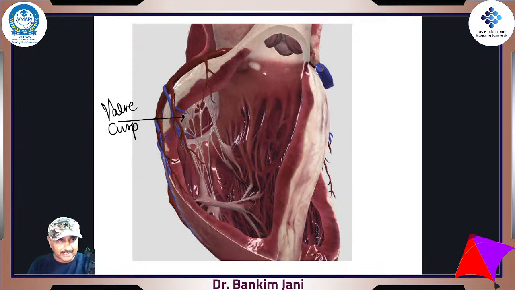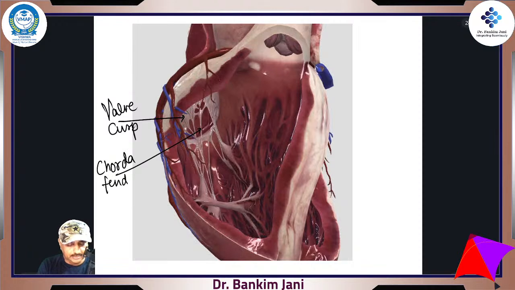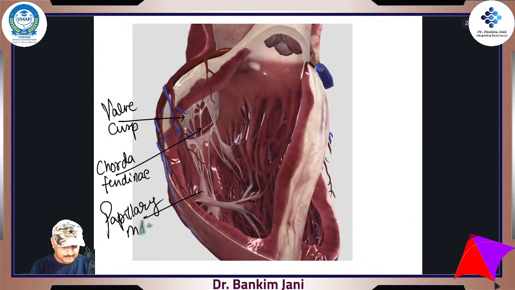These cusps are attached with chorda tendineae, right? So these are chorda tendineae, cord-like structures. Then these chorda tendineae are attached to these muscles. So these are papillary muscles. These are the muscles which will be connected to the wall.